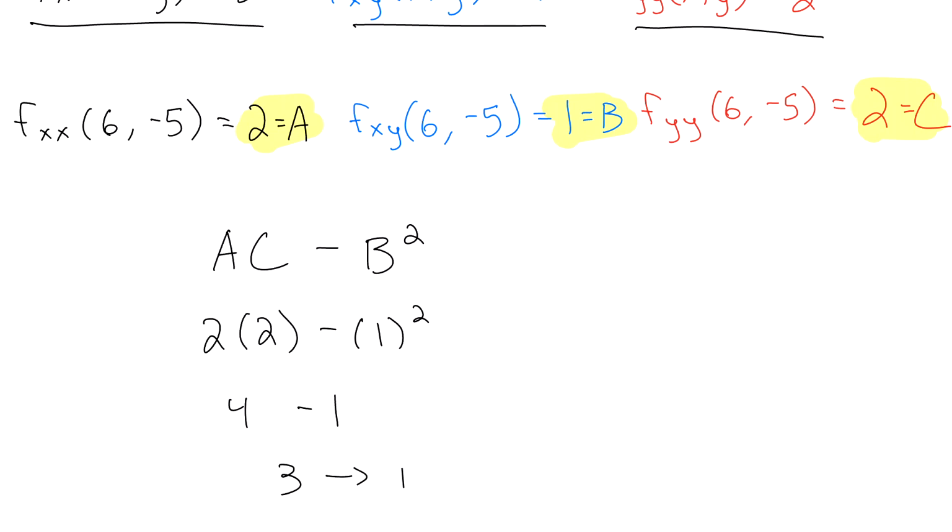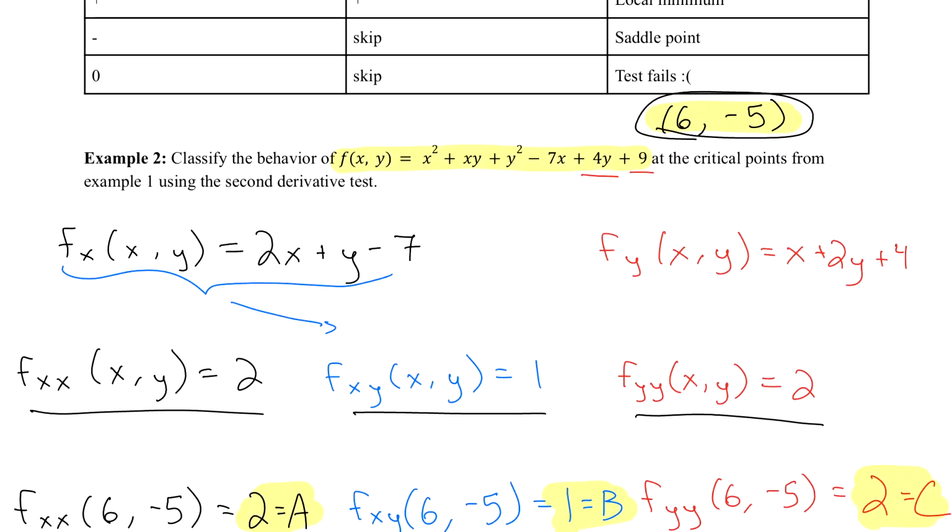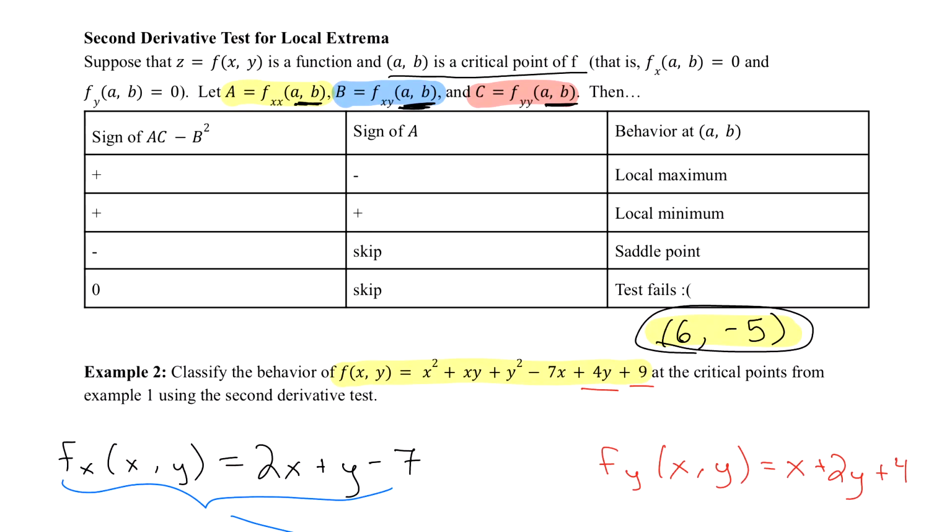So that is a positive number. So 3, which is positive. Well, I have a positive for the first, so it could be either one of these two cases. So it could be this case or it could be this case. So the next thing that I need to check then is what is the sign of A, because that's going to tell me whether I have a local maximum or whether I have a local minimum.